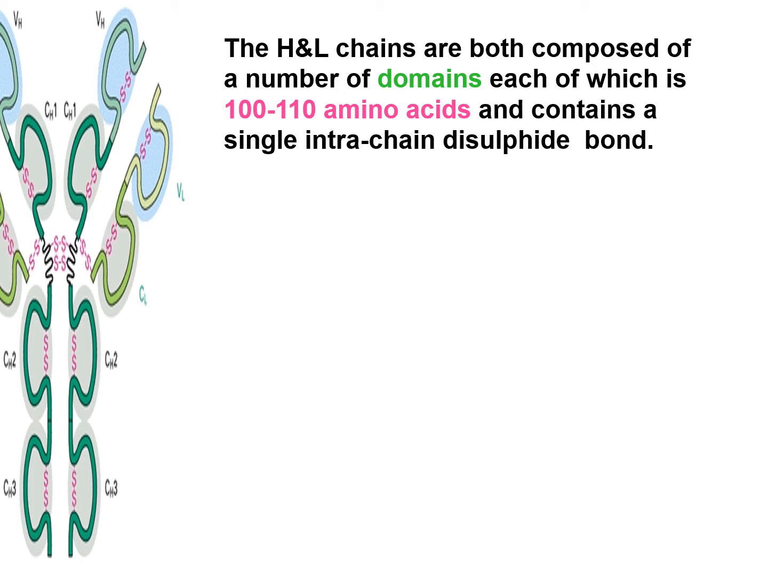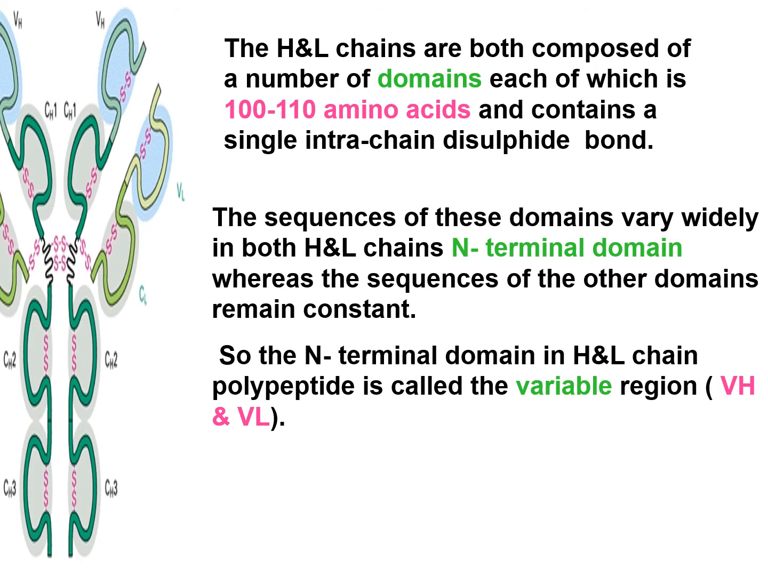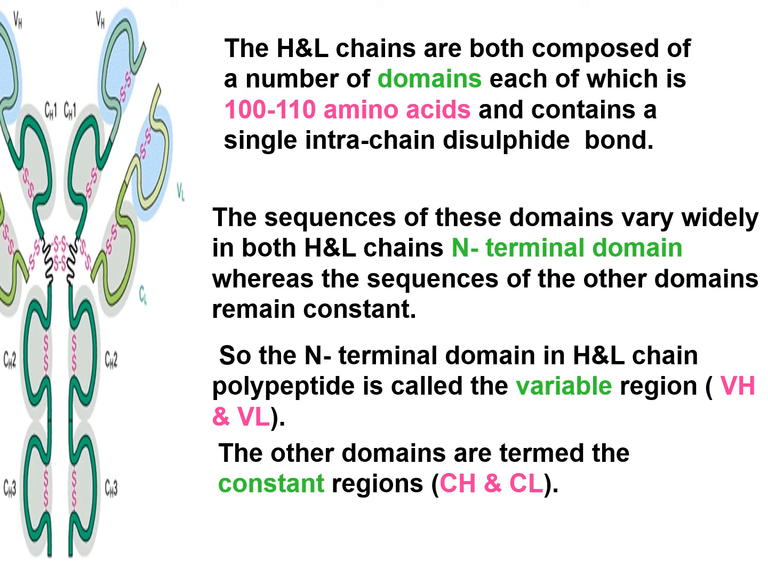The heavy and light chains are both composed of a number of domains, each of which is 100 to 110 amino acids and contains a single intrachain disulfide bond. The sequences of these domains vary widely in both heavy and light chains in the N-terminal domain, whereas the sequences of the other domains remain constant. So, the N-terminal domain in heavy and light chain polypeptide is called the variable region. Other domains are termed the constant region, like variable heavy or variable light here, constant heavy or constant light.